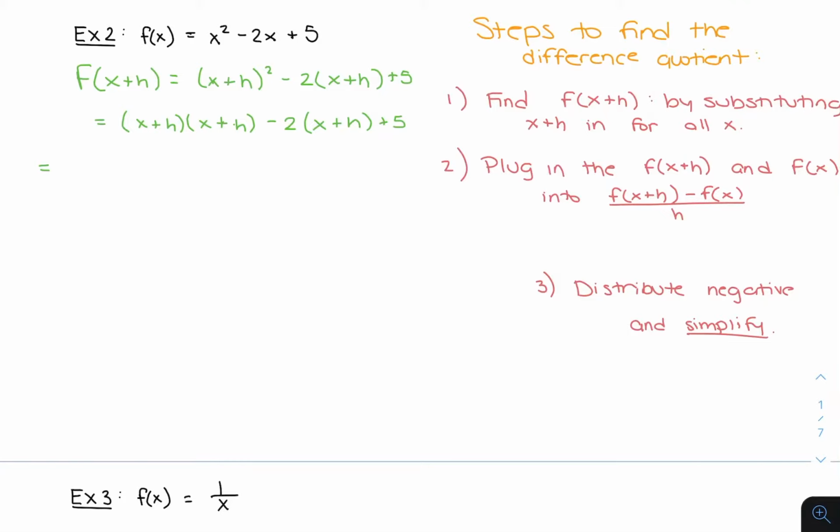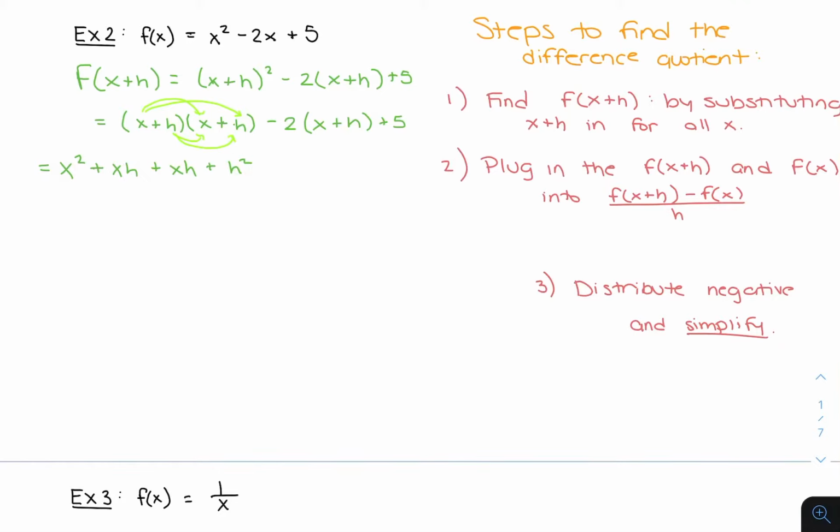Before bringing everything else down, let's actually distribute this first. We can multiply x with x, that's x squared. x with h, that's plus xh. And then h times x, that's plus xh. hx and xh are actually the same thing because of the commutative property, so we can write them in whichever way. Plus h times h, which is h squared.